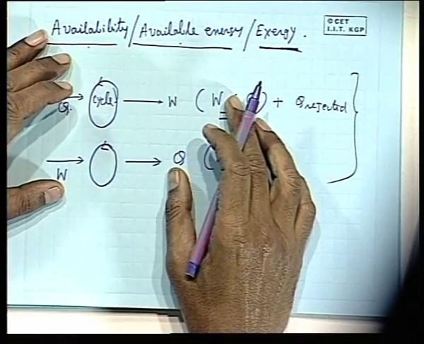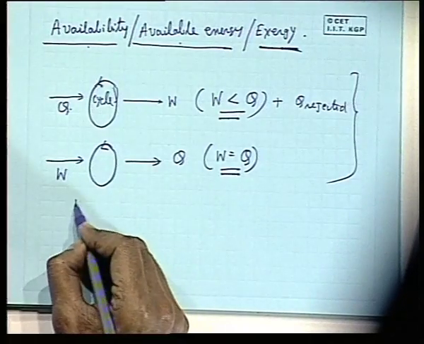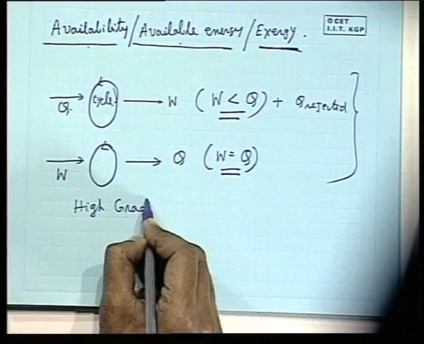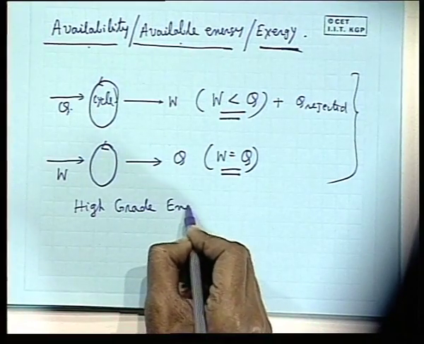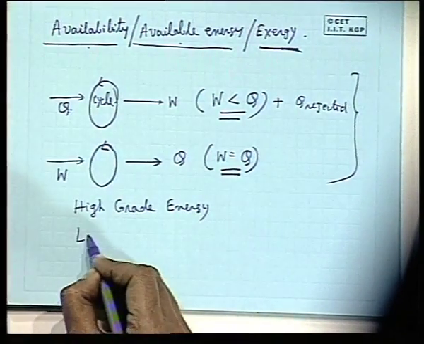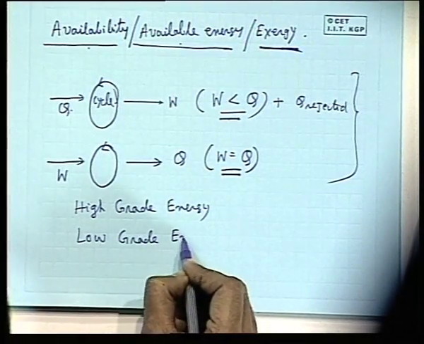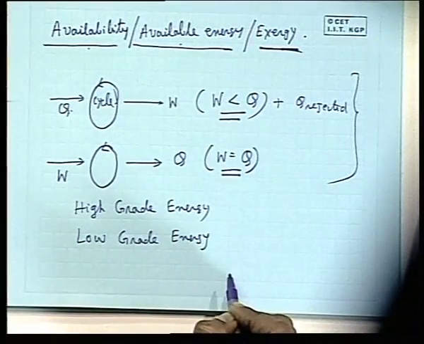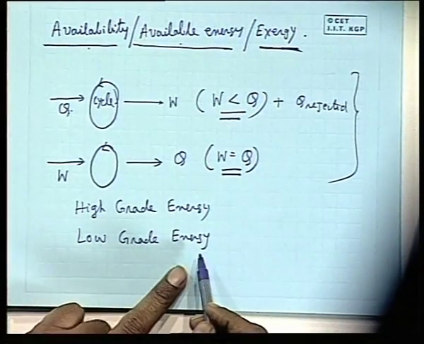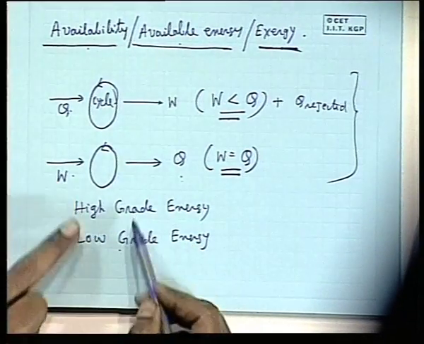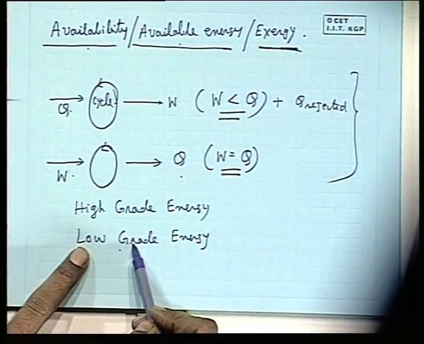on which we define the two grades of energy, high grade and low grade energy. What is the definition of high grade energy? Do not tell that it is work. Again, high grade energy is that energy which can be continuously converted into low grade energy. But low grade energy is that energy which cannot be continuously converted into high grade energy.